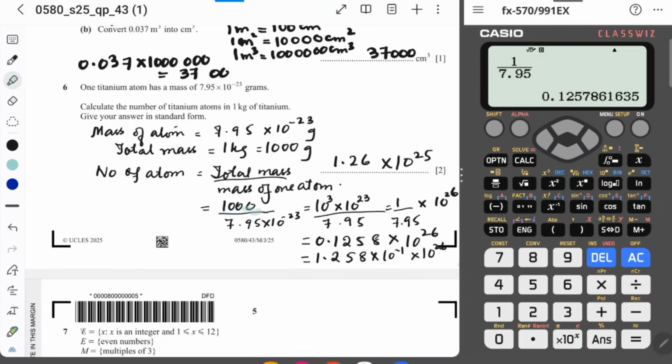But at this stage you can also find your answer with the help of the calculator. This is a 2 mark question. So after substitution you can also do it like this. This is the fraction I have highlighted: 1000 divided by 7.95 times 10 to the power of minus 23. The answer is the same, 1.26 times 10 to the power of 25. So you can find the answer in this way.